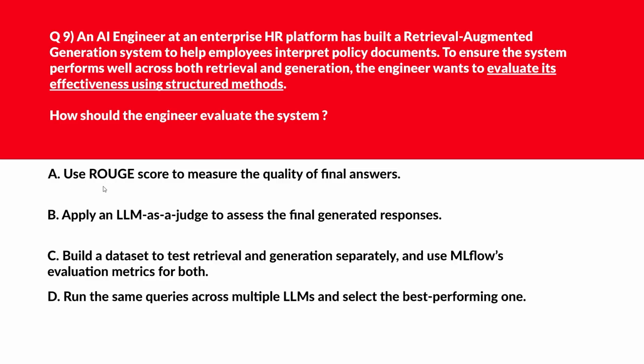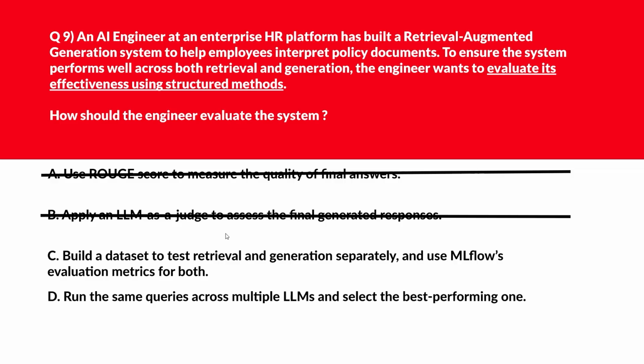Option E says use ROUGE score to measure the quality of final answers. ROUGE focuses on surface-level overlap and doesn't capture retrieval relevance or factual grounding. Hence incorrect. Let's move to option B. B says apply an LLM as a judge to assess the final generated response. LLM as a judge gives subjective scoring but lacks transparency across retrieval and generation stages. We'll delete this. Let's move to option C.